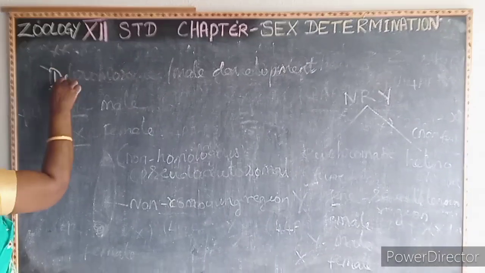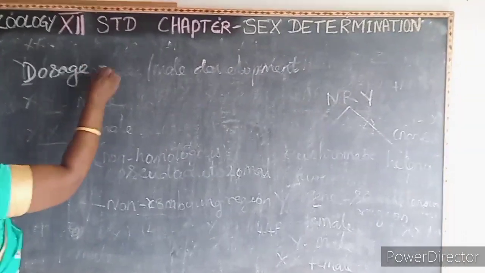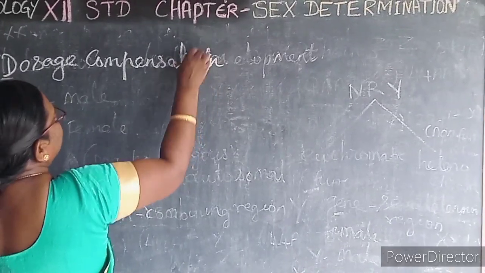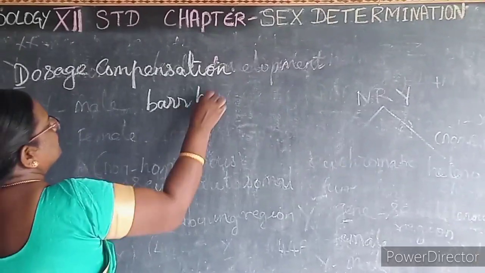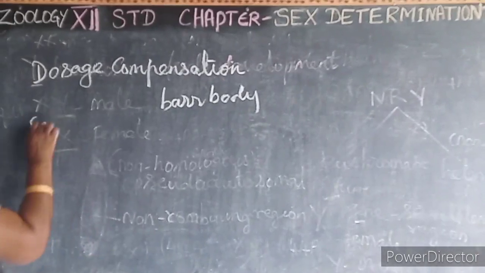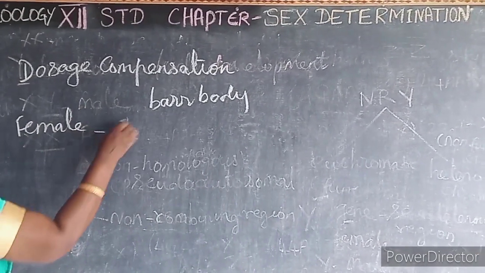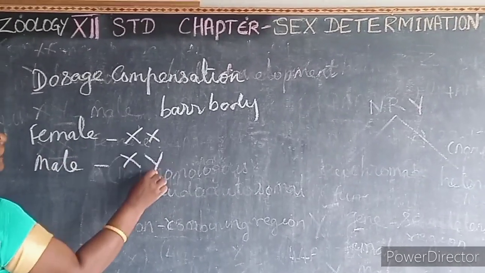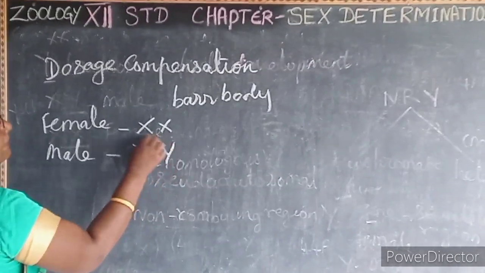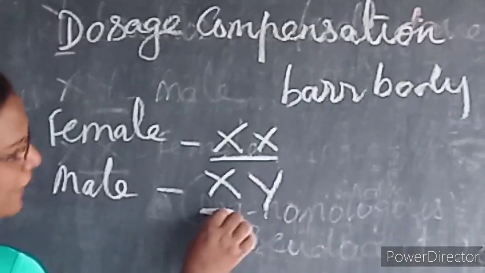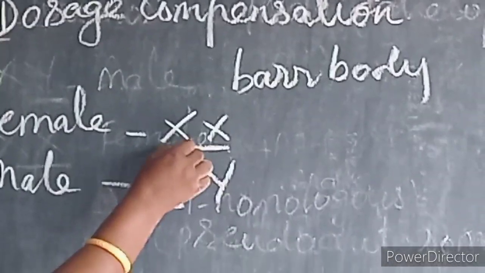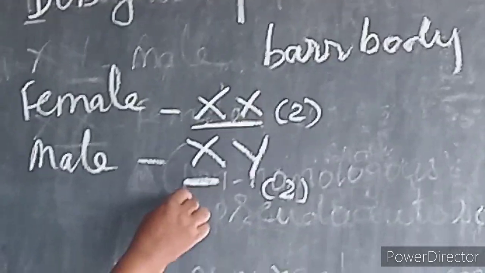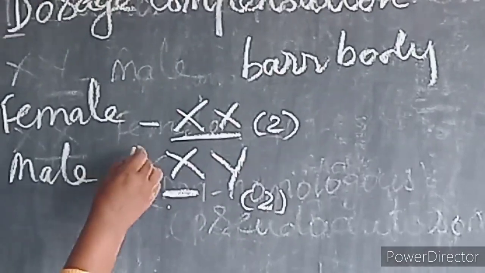Next we'll see about dosage compensation and the Barr body. In the female how many chromosomes are there? 2 X chromosomes. In the male how many are there? 1 X and a Y chromosome. So here there are two X chromosomes, and here only one X chromosome. The two have to be equally substituted, both must be equal. So that is called the Barr body.